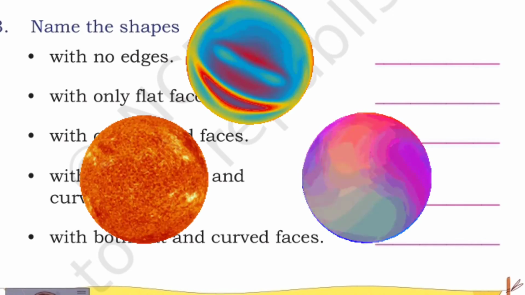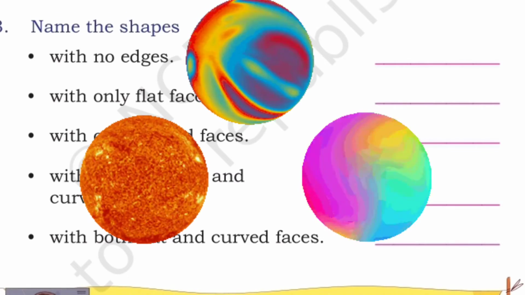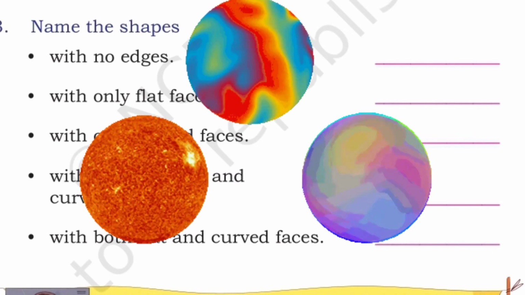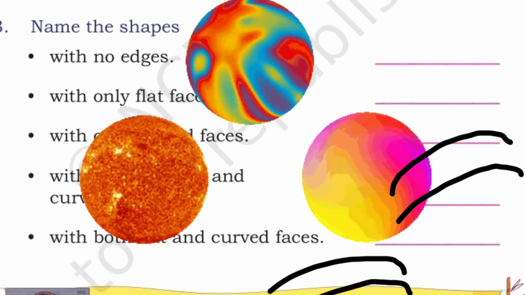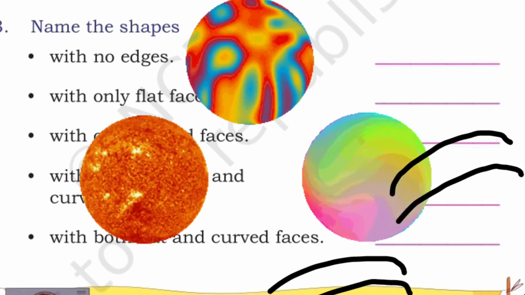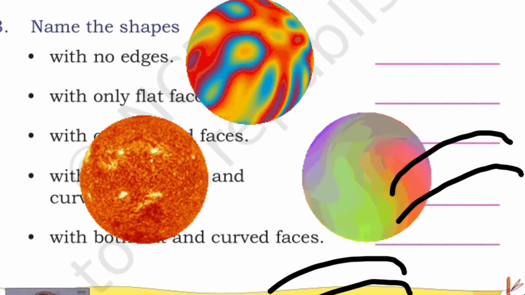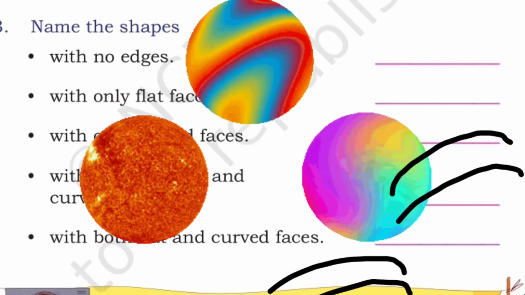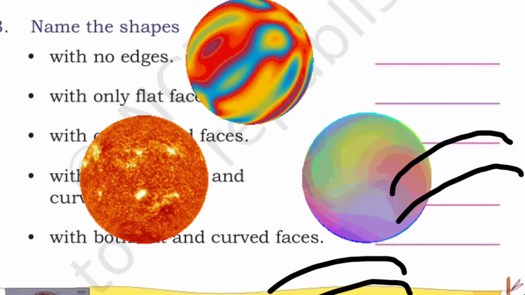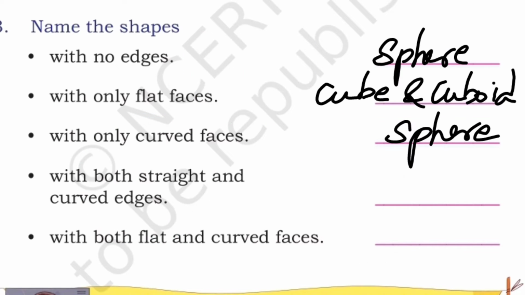So the next we have the sphere shape. Look at the sphere shape. Do you see any edges? No. All the sides in the sphere are curved. There is no flat face. If you hold the ball in your hand, the ball will rotate, right? If you shake, the ball will move. It will not stand straight because there is no flat surface for the ball to stand straight. With only curved faces, we have sphere.